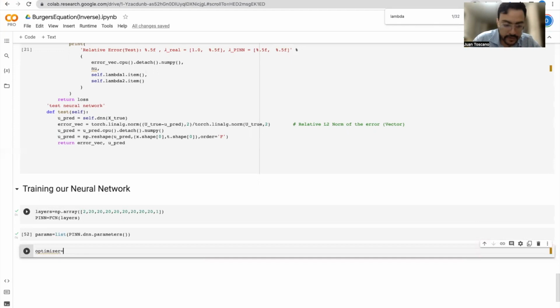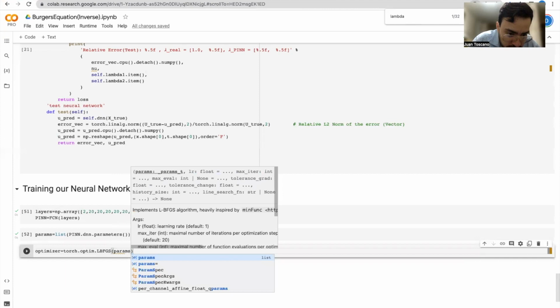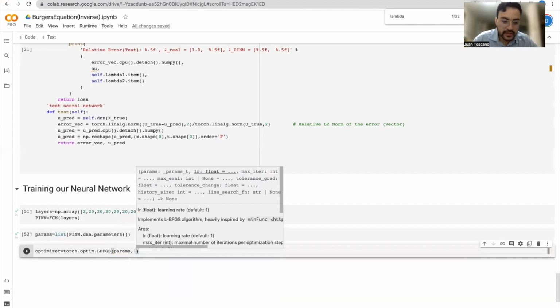The last time we used the Adam optimizer, so this time let's try the LBFGS optimizer. That's the one they used in the paper, just to try it. So to do that, we will go to torch.optim.LBFGS. What do we want to optimize? We want to optimize params. The learning rate, let's set it to 1e-1.